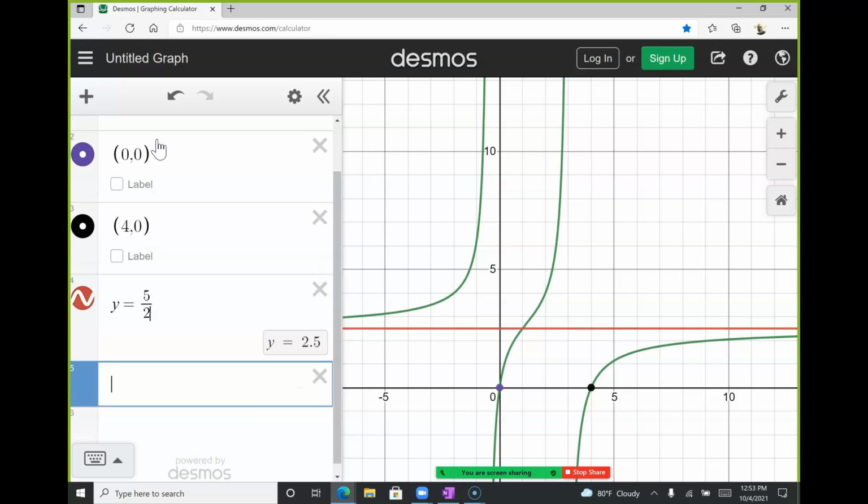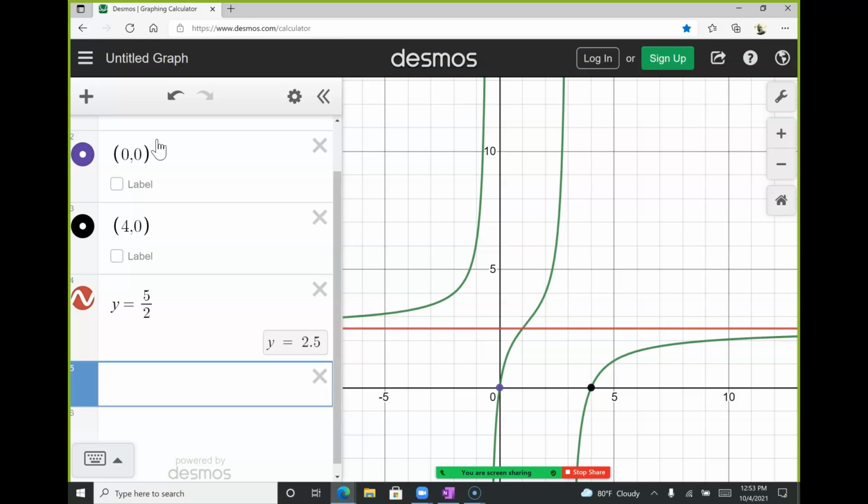And remember what I said. In the short run, a horizontal asymptote can be crossed, but not in the long run, not all the way at the ends. That green graph will never cross that red horizontal line as x goes to infinity. It can cross it in the short run, but eventually it doesn't.